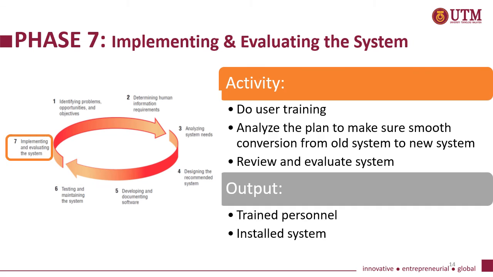Phase 7. Implementing and evaluating the system. There are 3 main activities. 1. Do user training. 2. Analyze the plan to make sure of a smooth conversion from the old system to the new one. 3. Review and evaluate the system. The main output for Phase 7 should be trained personnel and the installed system itself.